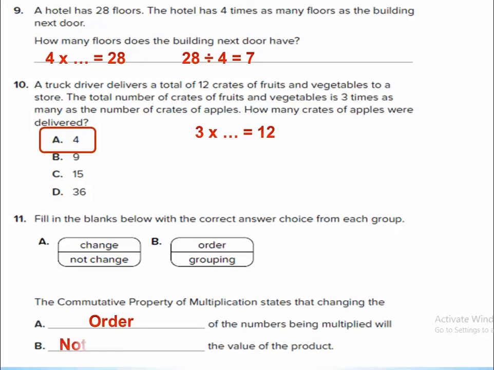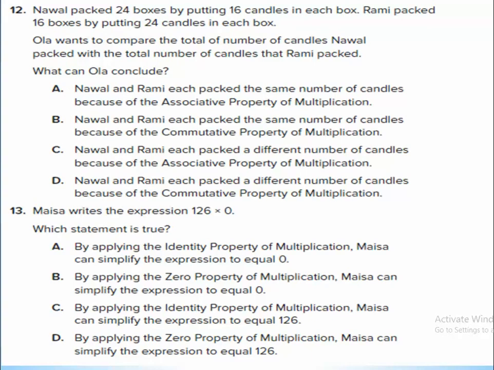not change the value. Okay, Noel packed 24 boxes by putting 16 candles in each box. Rami packed 16 boxes by putting 24 candles in each box. If I want to solve this problem with numbers, Noel packed 24 boxes by putting 16 candles, so the number of candles will be calculated by 24 times 16. Rami packed 16 boxes by putting 24 candles. It means also 16 times 24.